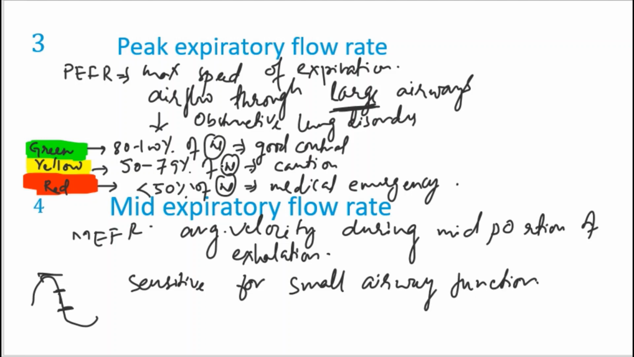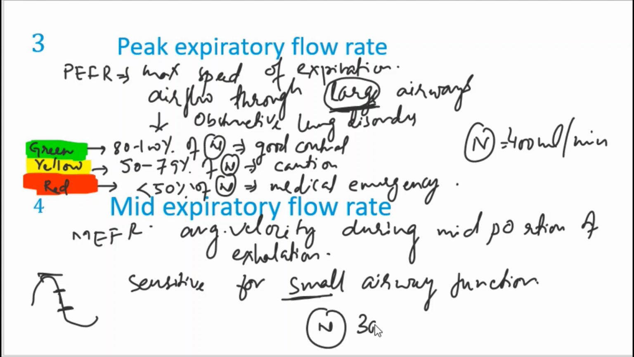We saw that PEFR indicates airflow through large airways, and MEFR is sensitive for small airways. So what is the normal value for PEFR and MEFR? Normal value for PEFR is 400 ml per minute, and for MEFR the normal value is 300 ml per minute.